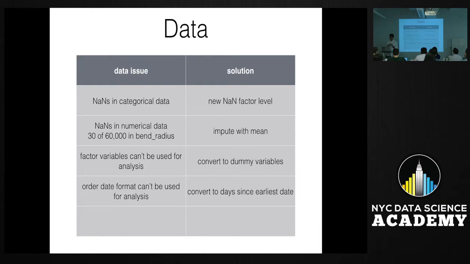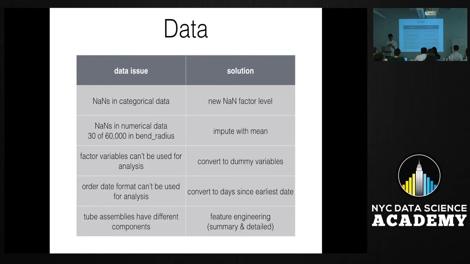Next, there was a date variable. This was not a time series. This was more of a time stamp, so it was not continuous. So instead, we converted this into days after the earliest date. So the earliest date was zero, and then it was days after that earliest date.